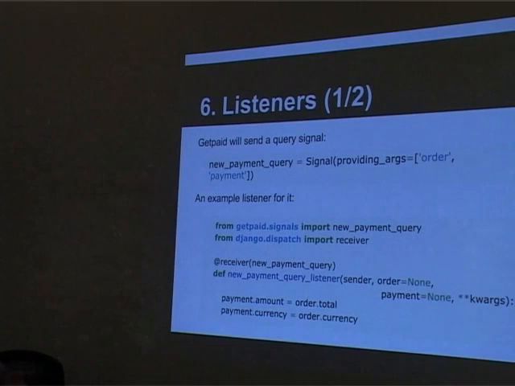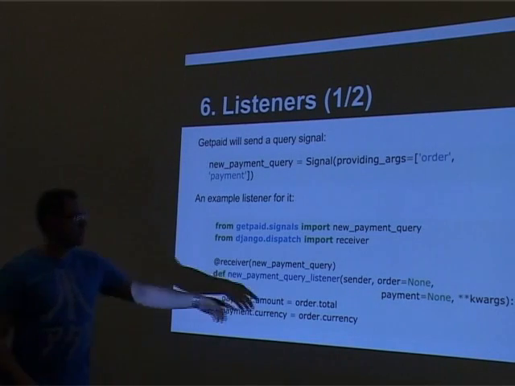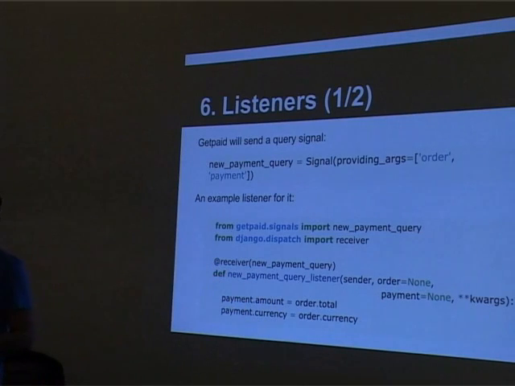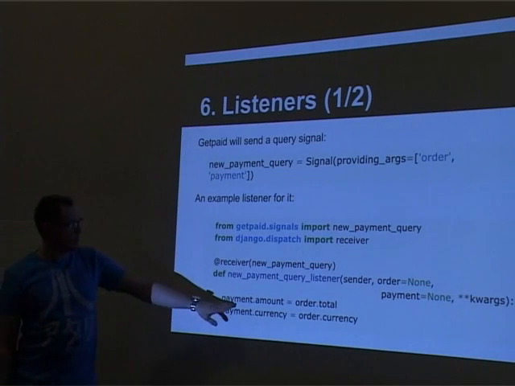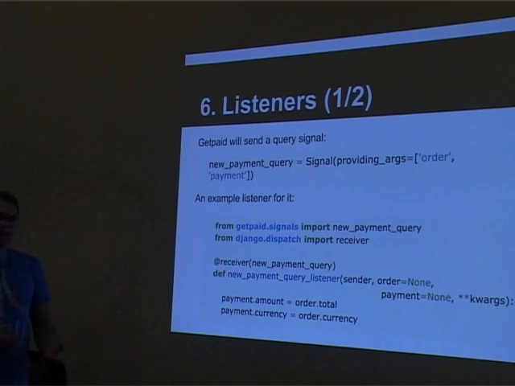Okay, and the problem was, since I've made an assumption that nothing is really required about this order model, how to know what is the total order and currency of this order? So whenever getpaid starts processing a new payment for an order, it will fire a signal called new payment query, and it will ask you to put into this payment dictionary these values, and you can do it in the way you want.